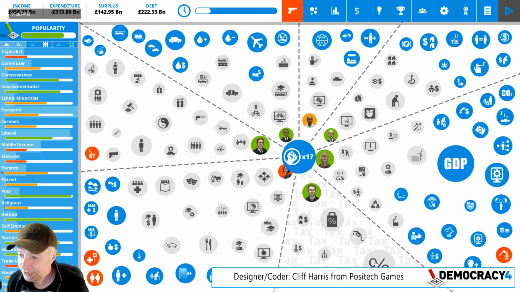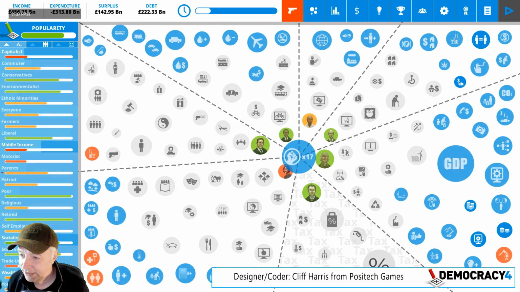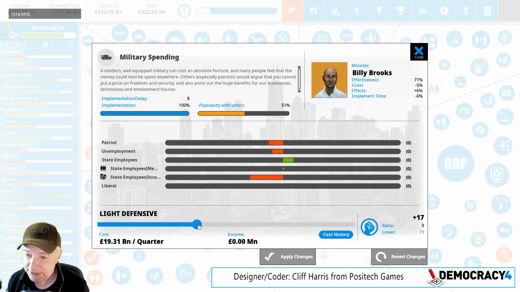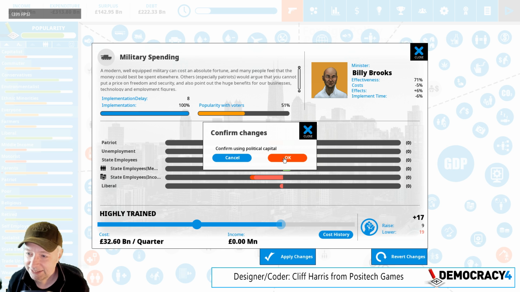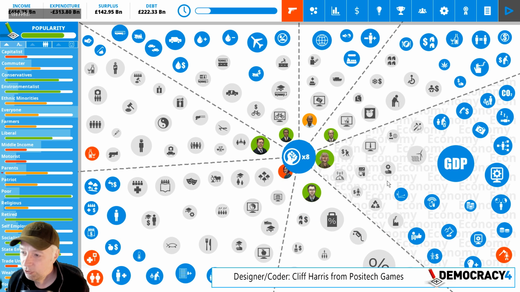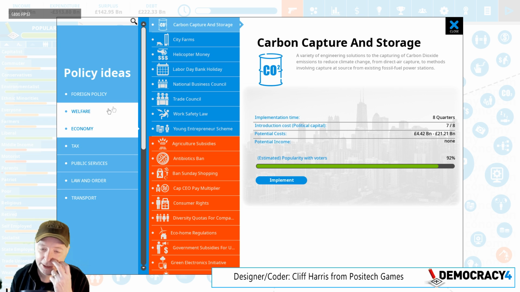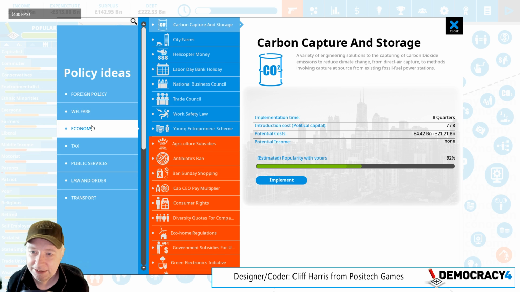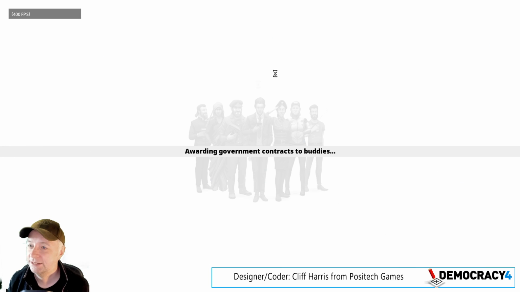So we have this huge surplus. If in doubt, throw money at tanks. I'll tell you what I should have done is, because I was going to show you something. It's in the economy, isn't it? Shit. I'll have to do it next time.